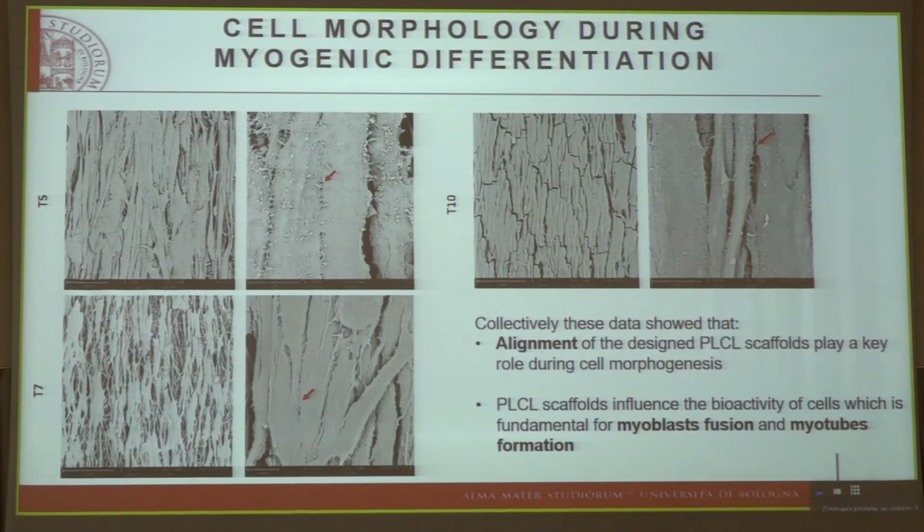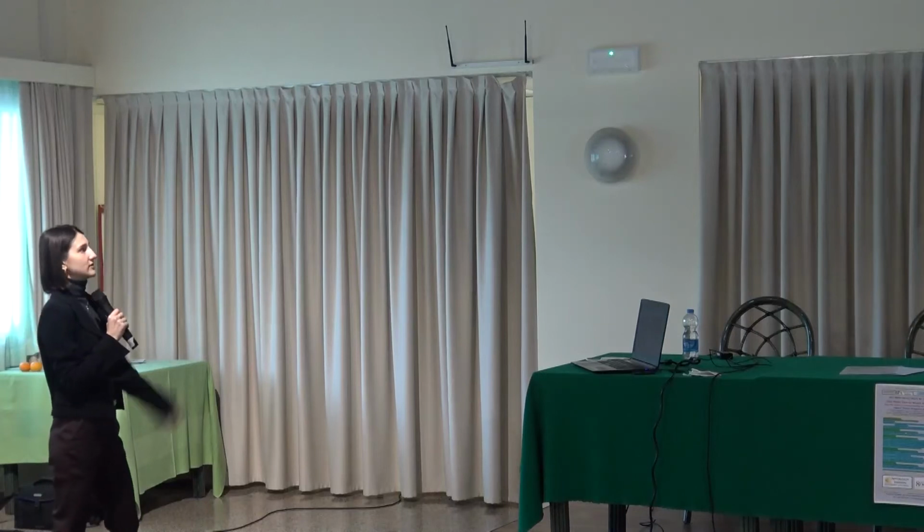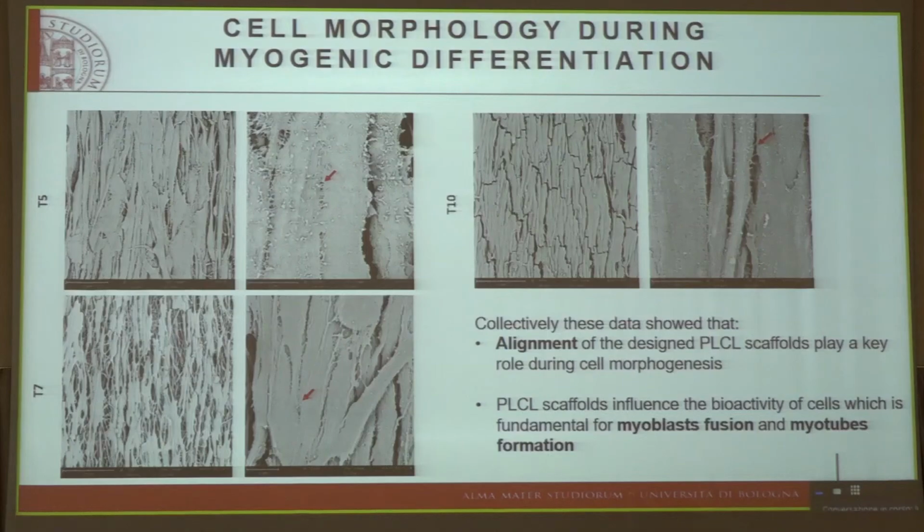So collectively, our data show that the alignment of our designed scaffold has a role not only during the cell morphogenesis, but moreover influences, thanks to the development of this cell-cell adhesion, the bioactivity of the C2C12 that is fundamental for myoblast fusion and myotube formation.